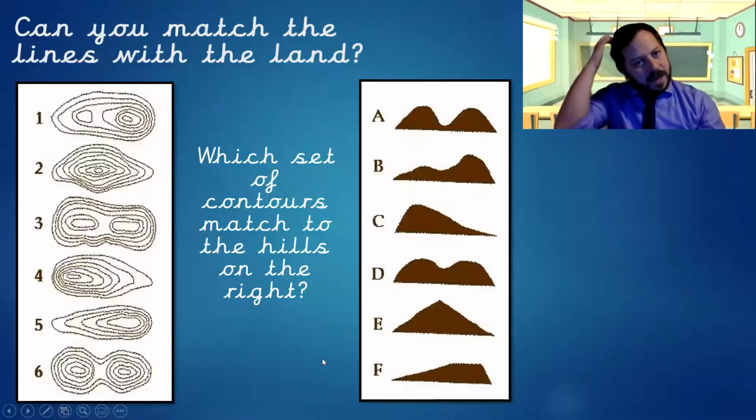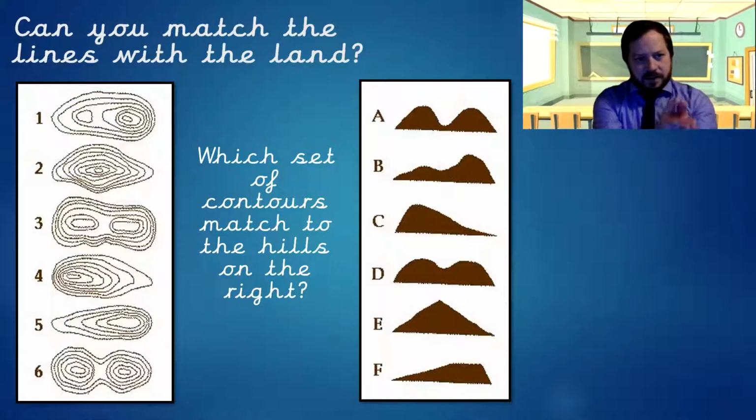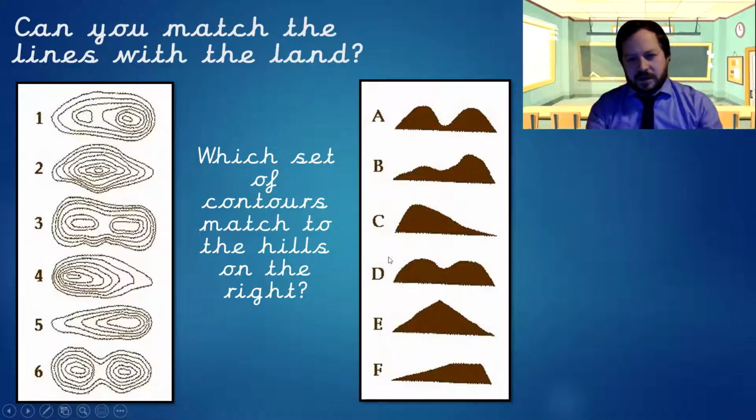So can you match which of the lines, the contour lines on this side, match the idea of the hill on this side here? See what you can do. Which one of these matches to which one of those? Pause now and have a go.